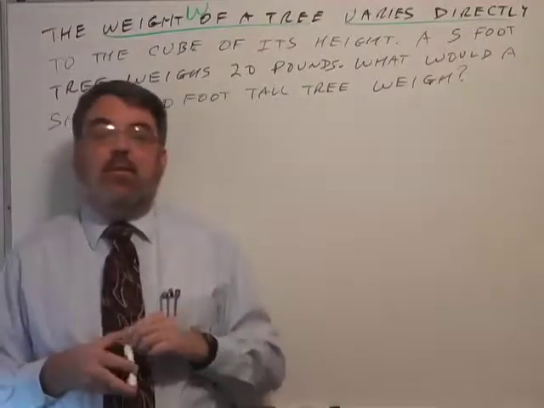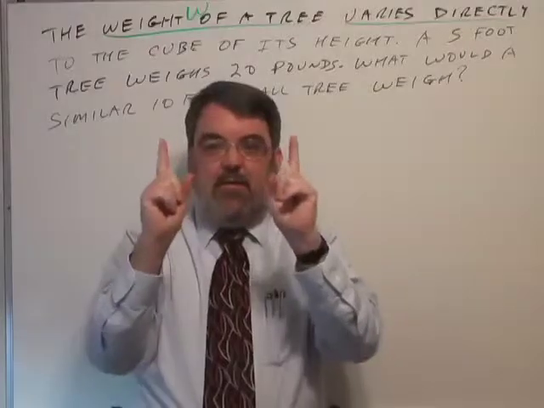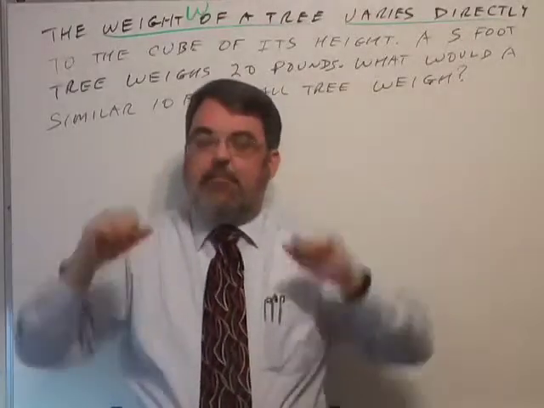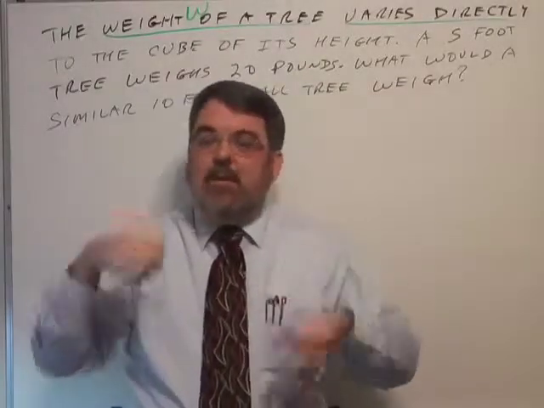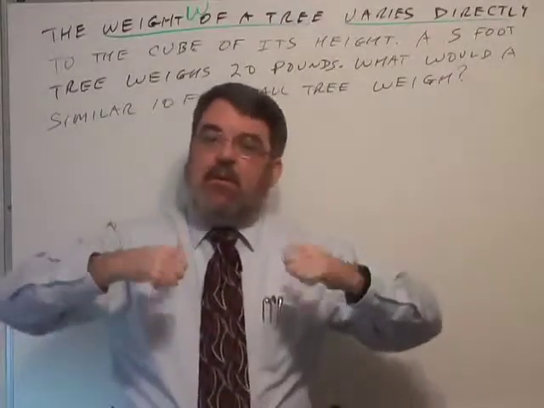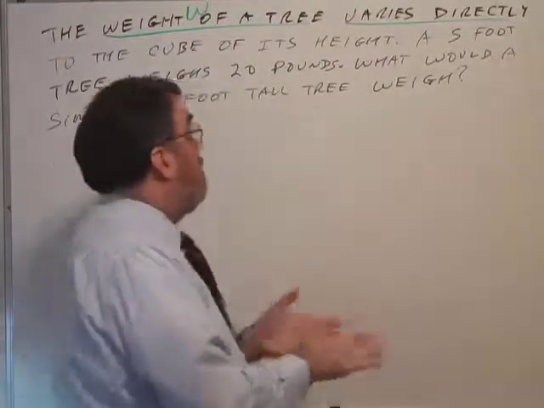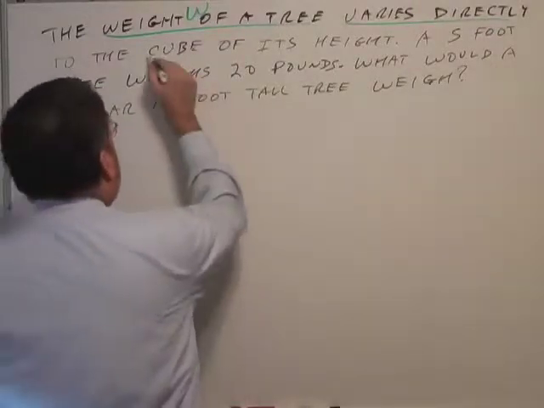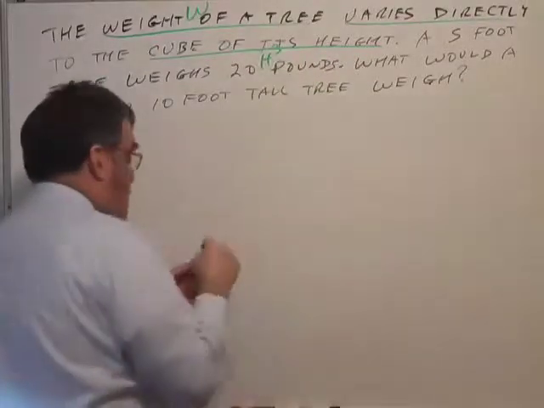But a direct variation is one in which you're comparing two quantities, and when one increases, the other one increases, or vice versa. So, in this case, taller trees weigh more. Shorter trees weigh less. So a direct relationship, those increase or decrease together, and you're only comparing two quantities. So it varies directly to the cube of its height. And so cube of the height would be h to the third power.